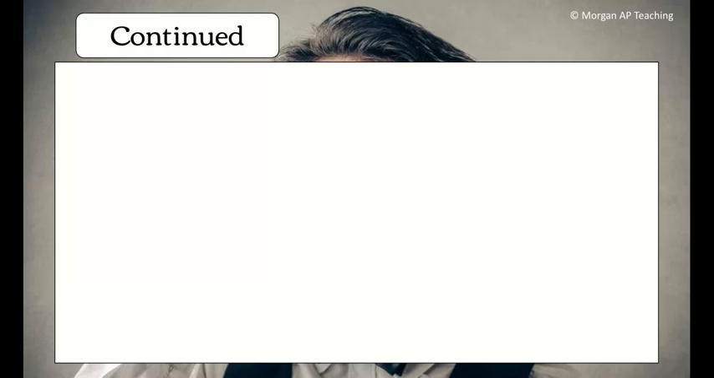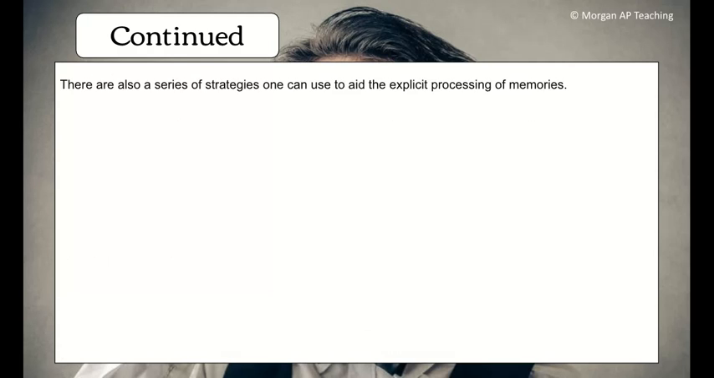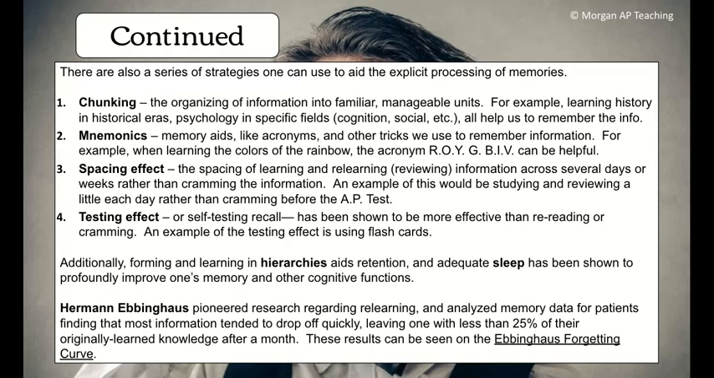As shown in the work of Hermann Ebbinghaus, who pioneered research regarding relearning and analyzed memory data for patients, most information tends to drop off quickly, leaving one with less than 25% of their originally learned knowledge after a month's time. These results can be seen on the Ebbinghaus forgetting curve, which I'll put up after this slide. So let me go and put up the information here.